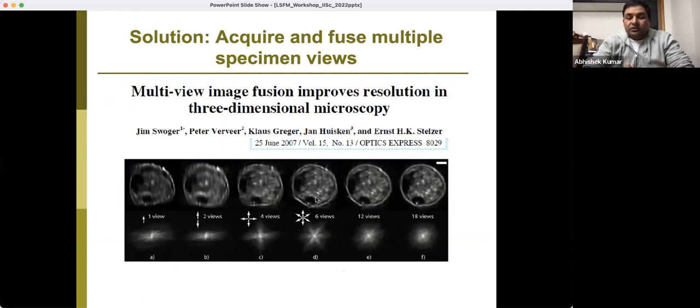I like showing this original paper again from Stelzer's group, where he and his team showed that if you take a sample and take a multi-view acquisition, and once you fuse that, you retrieve more information. This is also used commonly in other modalities like MRI. So now it's very common in light sheet microscopes where we take multi-view acquisition and figure out a way to combine those views to retrieve better information.